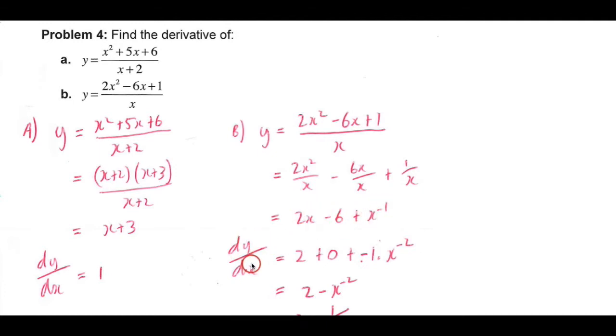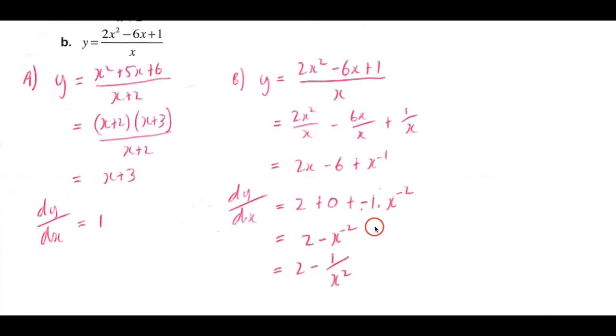So dy dx is equal to the derivative of the 2x part, which is just 2. The derivative of negative 6, which is a constant, is just 0. And then I'm adding to it the derivative of the last term. The power comes down, so the negative 1, I multiply by x to the power of the original power, take away 1. So it's going to be negative 1 take away 1, which is negative 2. Tidying things up, I end up with 2 take away x to the power of negative 2.